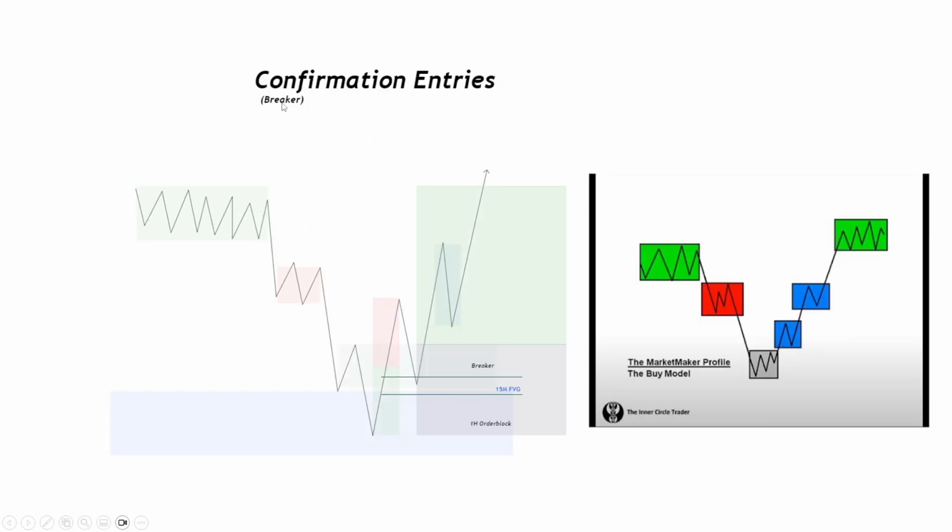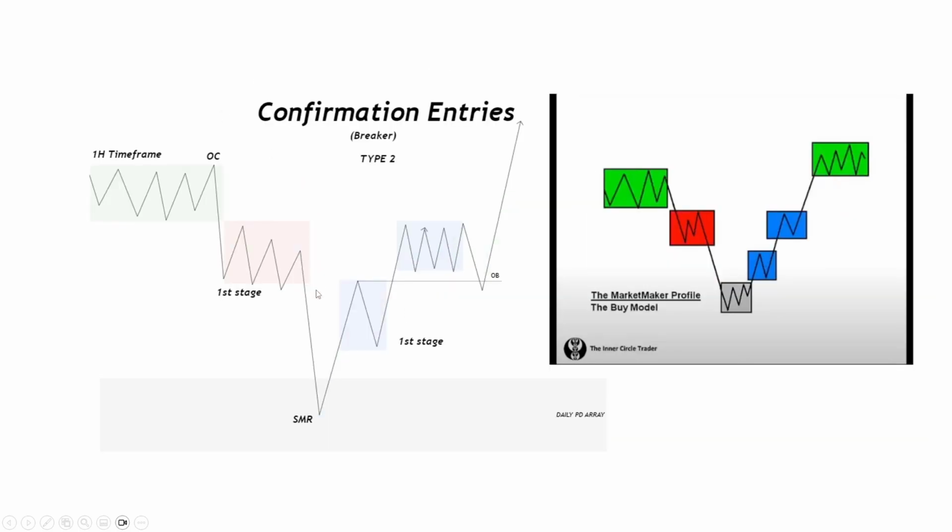This is a good confirmation for the breaker. It's essentially the same as here. You can either wait for confirmation on the first stage of accumulation, second stage, or you can even do it at the SMR of a higher time frame move. It doesn't really matter as long as there's a breaker there. It's considered a 2022 type model, and it has sweep liquidity, of course.